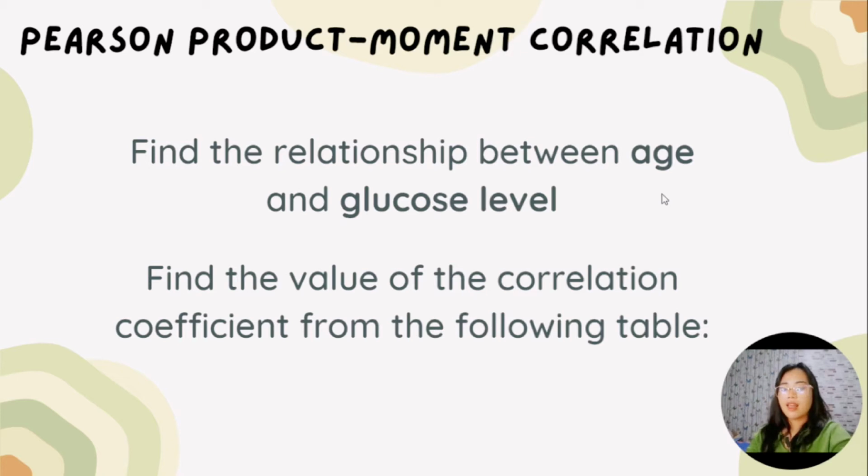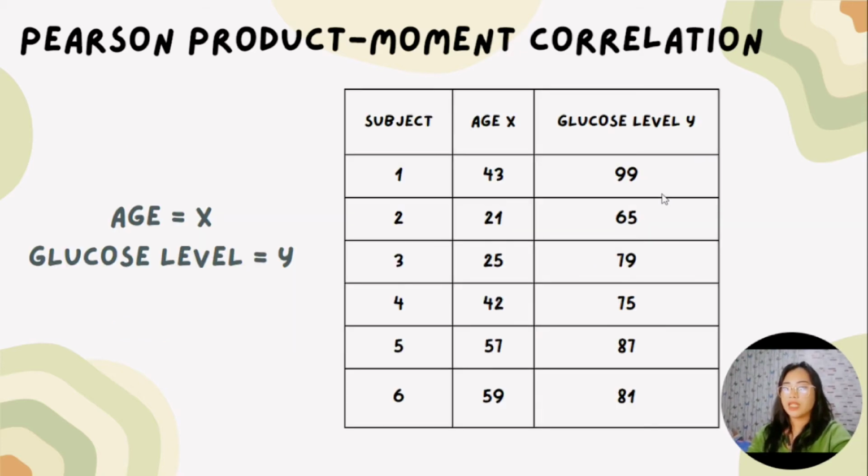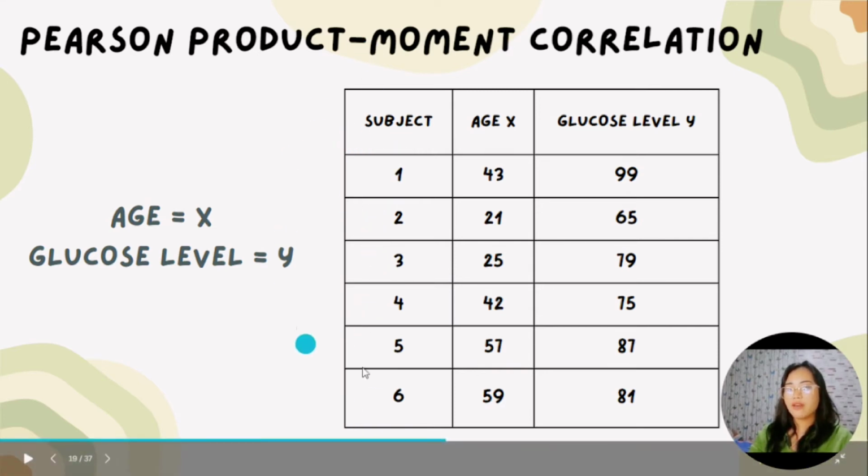To begin, let's find the value of the correlation coefficient from the following table. So we have the age as our x variable and the glucose level as our y variable. So in this table, we have the subjects, right? Subject 1, 2, 3, 4, 5, and 6. So we have 6 subjects, 6 persons.